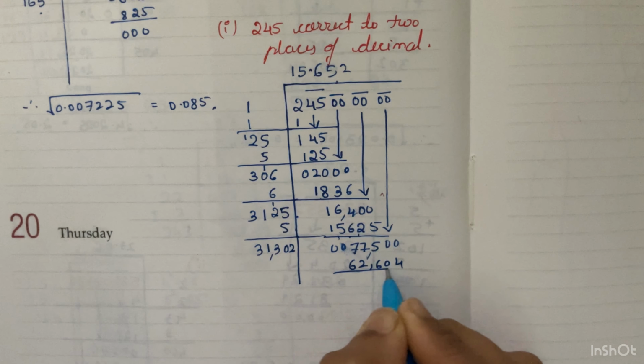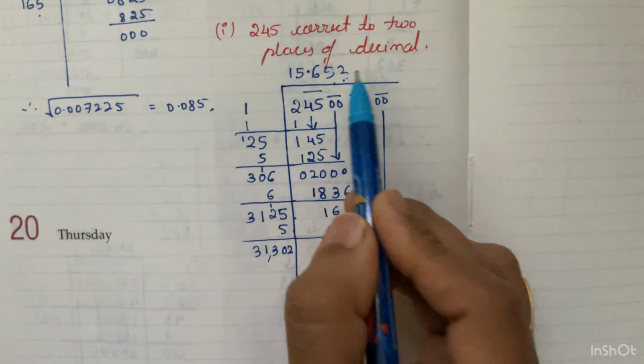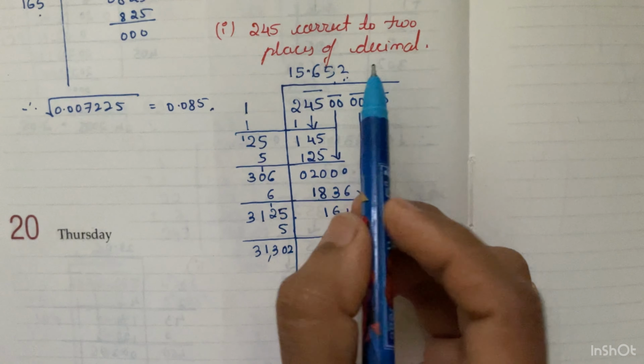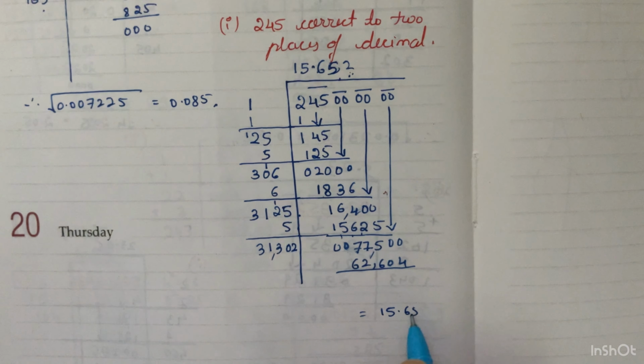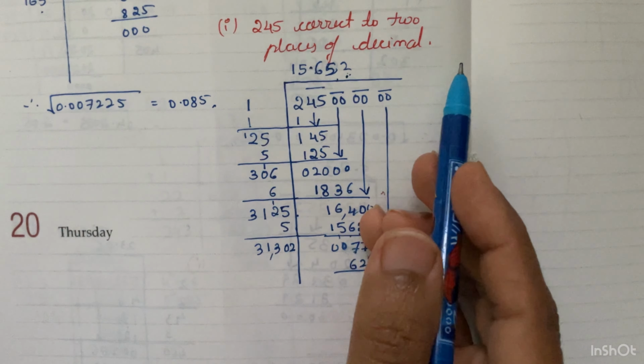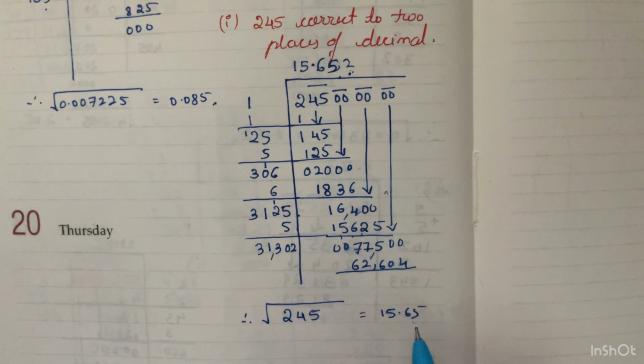Okay, so now look at the third decimal place, the third decimal digit. We got here 2, which is smaller than 5. Yes or no? So we will simply write the answer as 15.65. What if it is equal to 5, or if it is greater than 5? Then we would have written 5 as 6. That's why we need to take one more decimal place here. Therefore the square root of 245 equals 15.65. So this is to 2 places of decimal, 6 and 5.